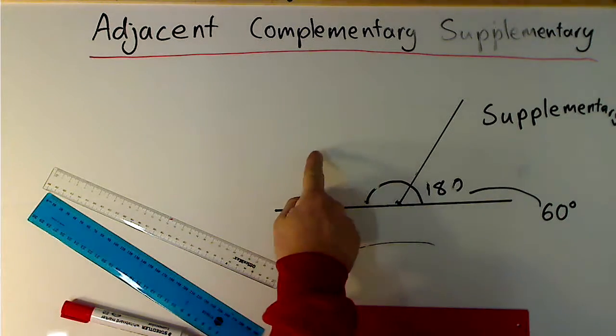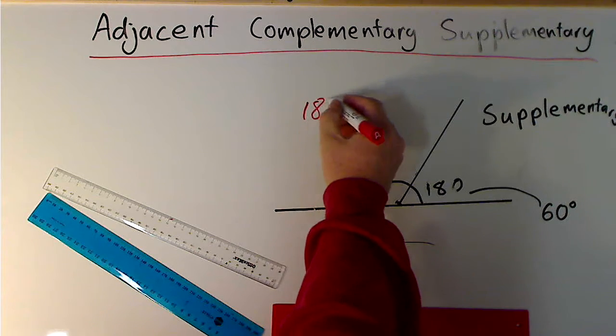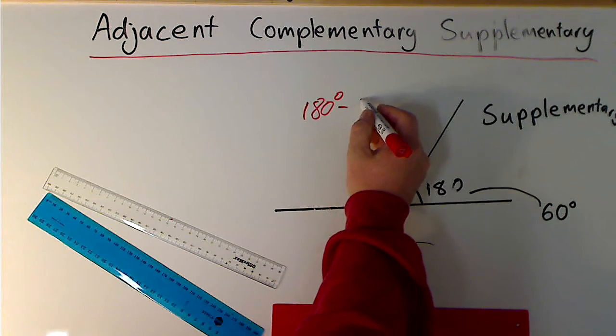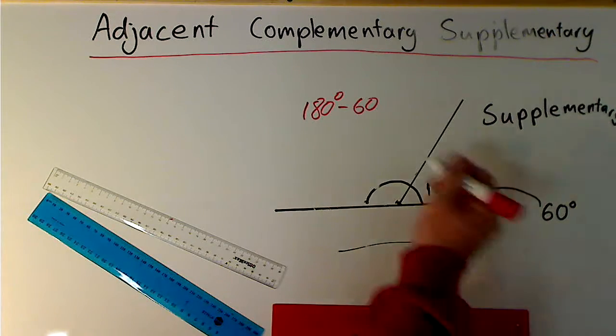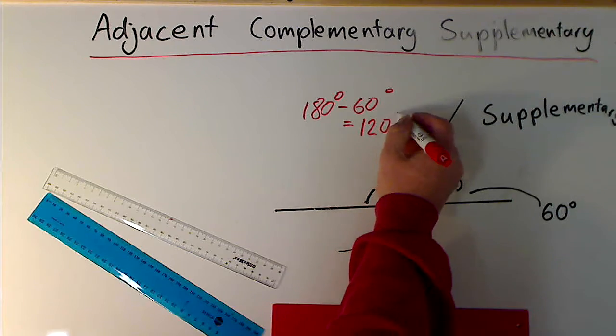Well, it would be 180 minus the 60, wouldn't it? Yep, the total, which has got to be 180, and then it minuses the 60, which is this bit. So I'm going to guesstimate that equals 120.